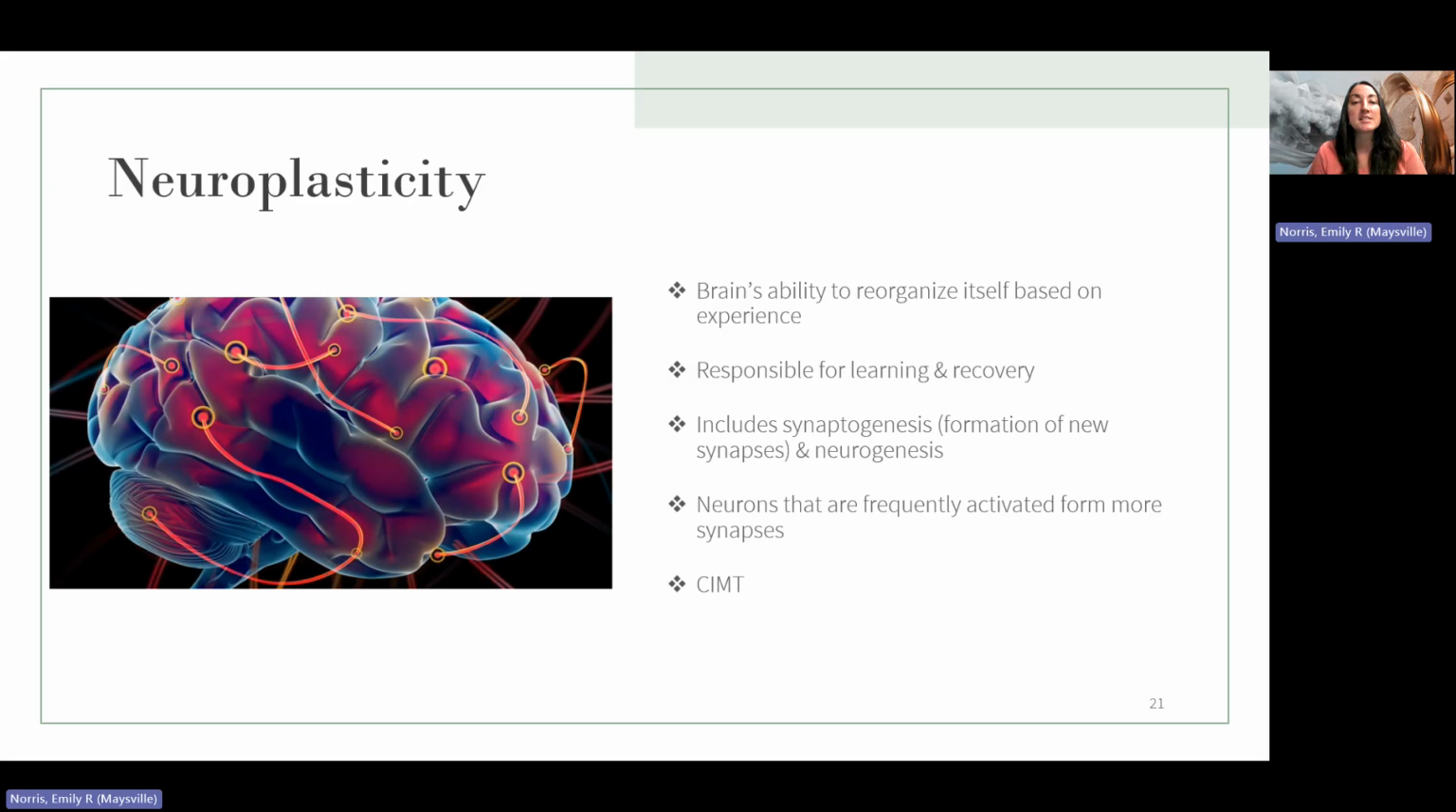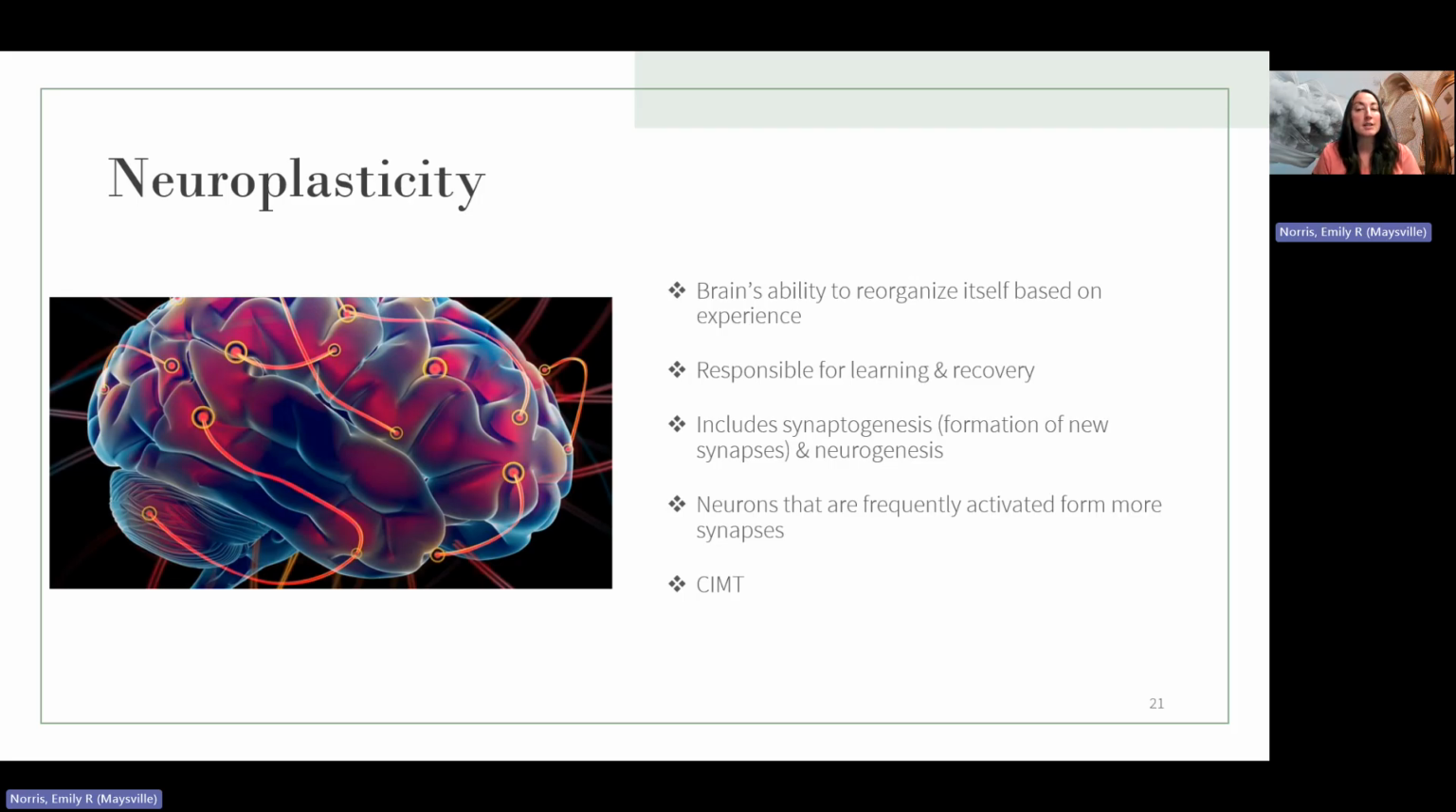Neuroplasticity. So this is the brain's ability to reorganize itself based on experience. This is how we learn and how recovery takes place. And it includes synaptogenesis, which is the formation of new synapses, and neurogenesis, the formation of new neurons. Neurons that are frequently activated form more synapses. So the more you practice something, the more that recovery happens. Okay, you form new connections in the brain.